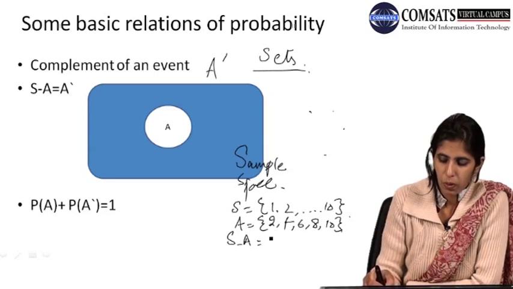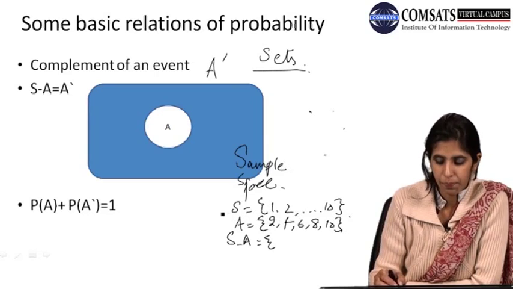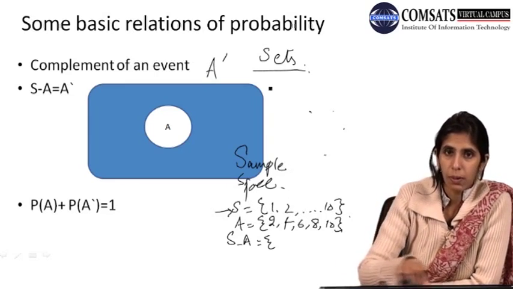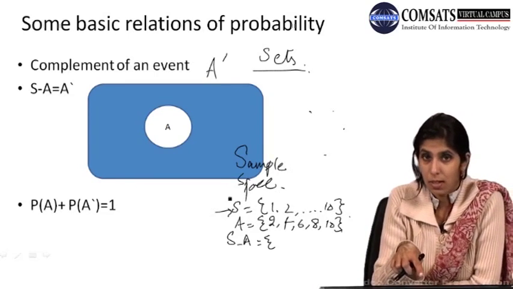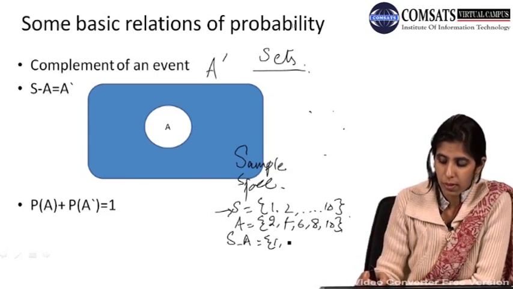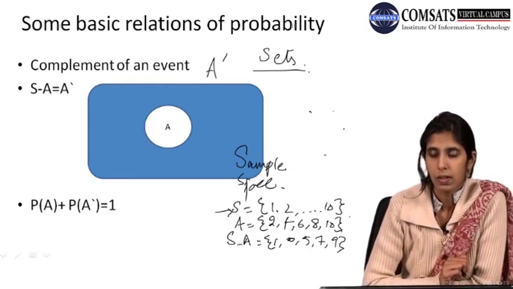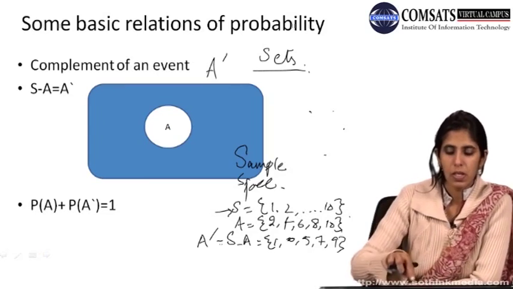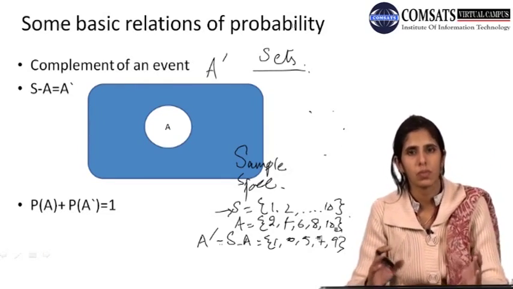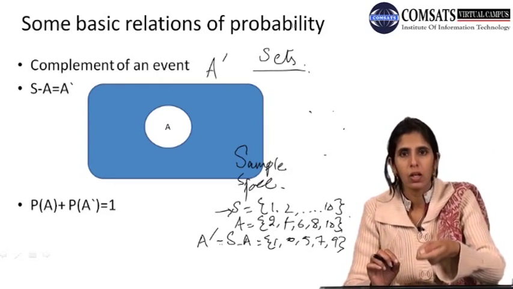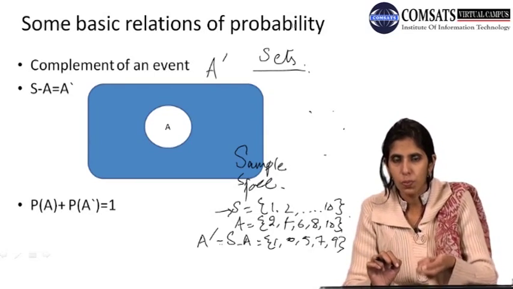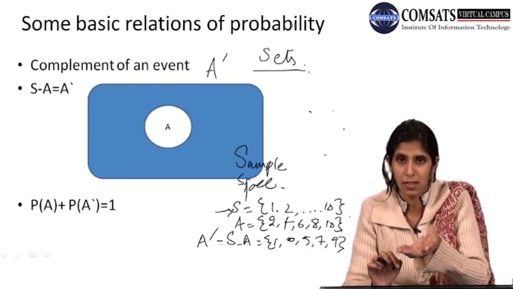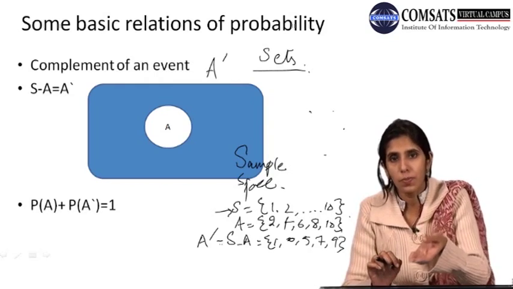S minus A will have all those numbers which are in set S but not in set A. Those which exist in S, meaning in the blue portion, but do not exist in A: all the odd numbers, 1, 3, 5, 7 and 9. That is S minus A, or A complement. If we consider this set a plate, the sample a plate, and we take out a spoonful from that plate, then all those values or material that existed in the plate come into the spoon. But now that they have gone into the spoon, they no longer exist in the plate.